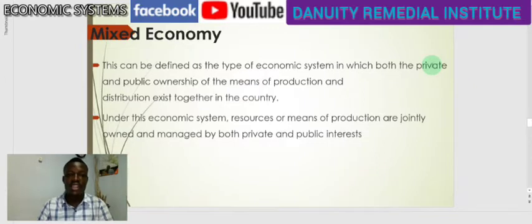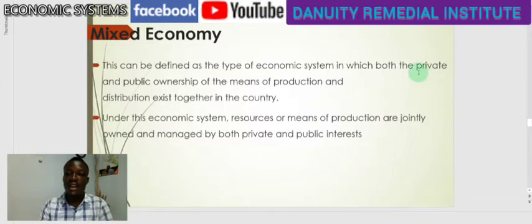And that is basically talking about the mix of two, where private individuals take control of a specific production service and the state also takes control of a specific area of the economy. Let's look into it. This can be defined as a type of economic system in which both the private and the public ownership of the means of production and distribution exists together in the country.